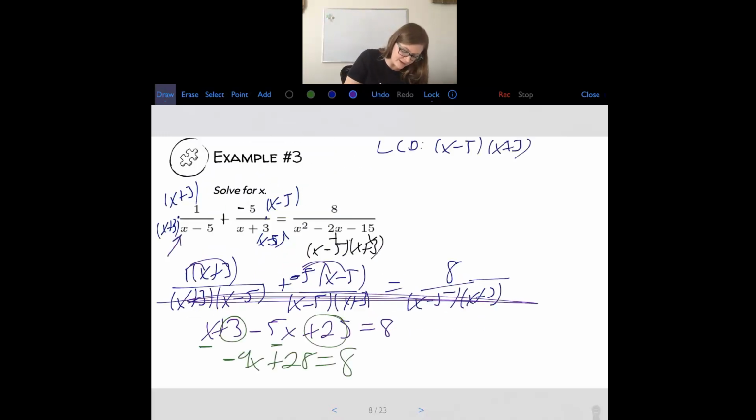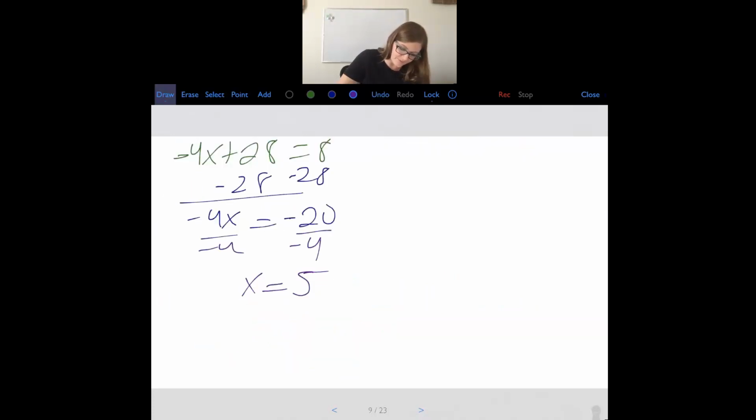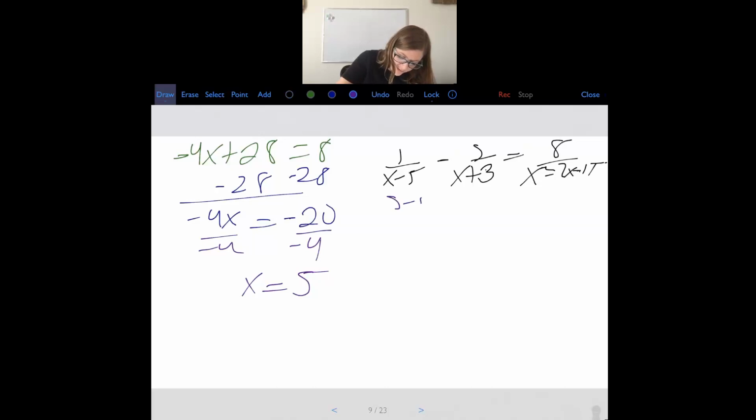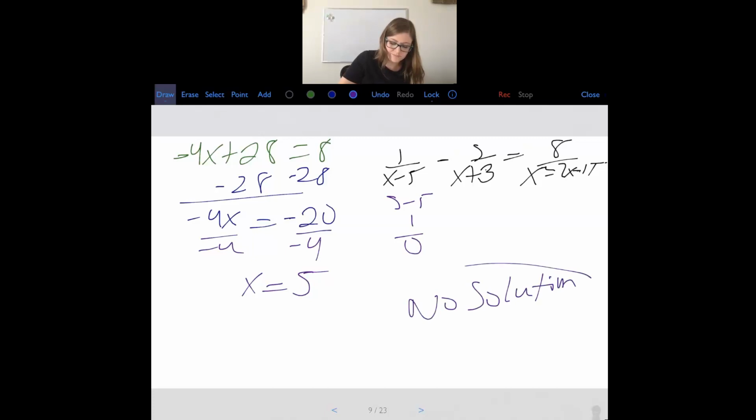If we plug 5 in here, maybe I'll rewrite the problem so that it's clear. Here we go. This is the original problem I'm writing. Okay, so if we were to plug in a 5, this would be 5 minus 5, which would be 1 divided by 0. So we are not going to get a solution out of that. So in this case, our answer is no solution.